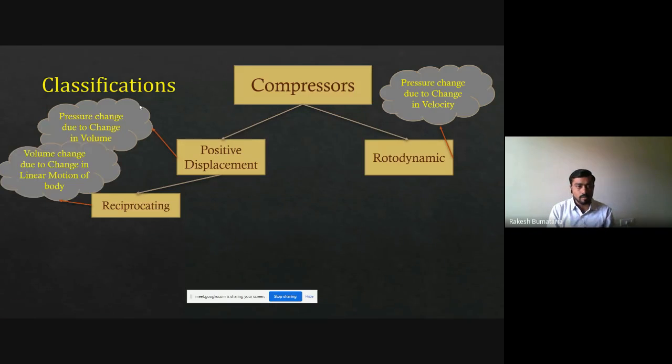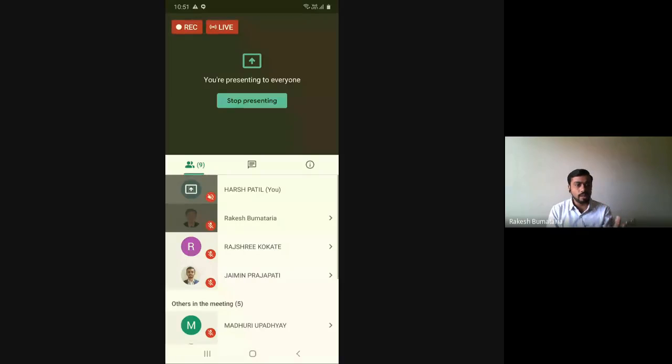Volume changes due to change in linear motion of the body, and due to the change in volume, there is a change in pressure. Examples of reciprocating compressors are single stage reciprocating compressors and multi-stage reciprocating compressors. Let's discuss angular motion. If the body moves in angular motion, such types of compressors are known as rotary compressors, in which the body moves in an angular direction, and due to this angular movement the volume will change. Due to the change in volume, pressure will change.